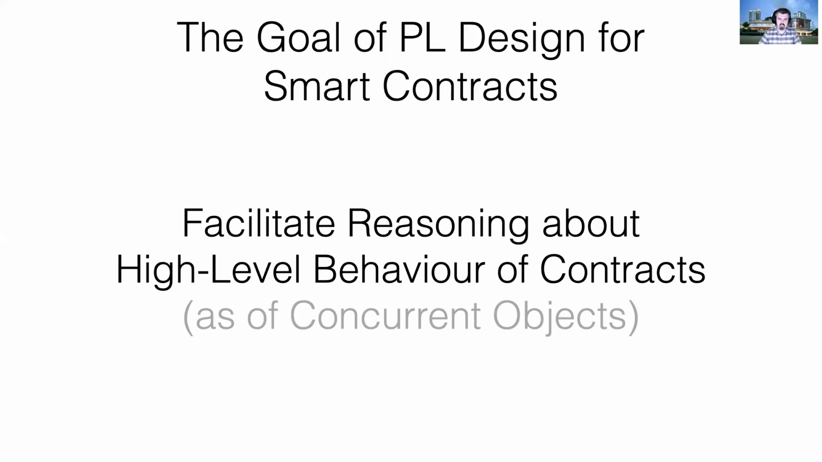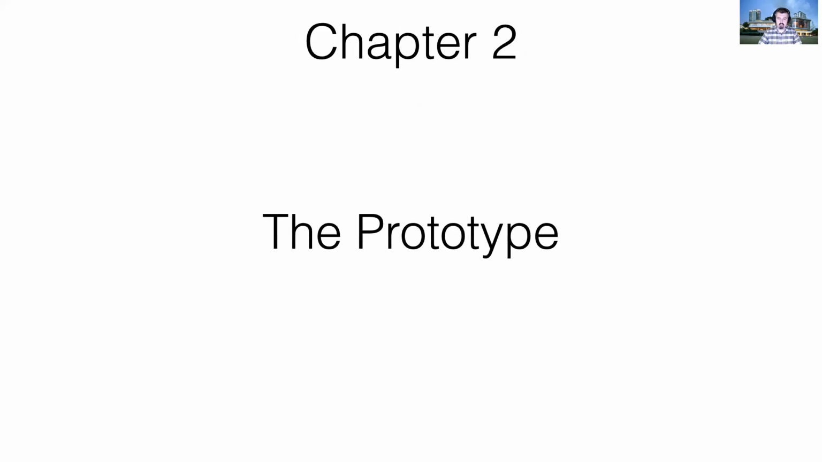So, facilitate reasoning about the high-level behavior of our programs, which are the smart contracts. And the idea is, can we actually implement them in a way that they will be concurrent, but the concurrency would be slightly more principled than what Ethereum gives you. And this is how we came up with the following prototype.